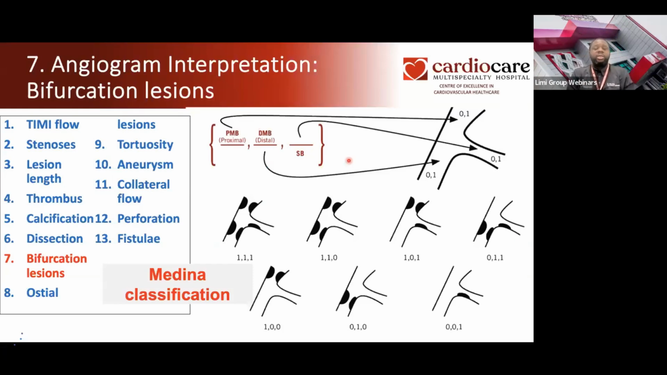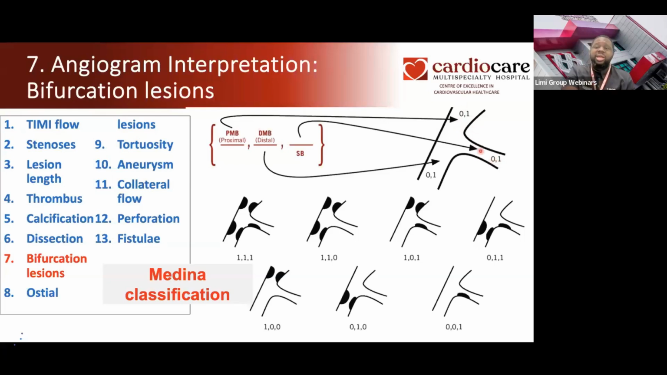It helps us to determine severity, to classify it, and to give another person a good report. So if you get a report from us with this Medina classification, it's very simple. The first one, and for those going for postgraduate medical exams, very important: the proximal vessel is the first one, 0 or 1, the distal vessel 0 or 1, and the side branch 0 or 1. So in this case, it's coming like this. So proximal, if there's an obstruction or not, up to 50% or not, distal or side branch.